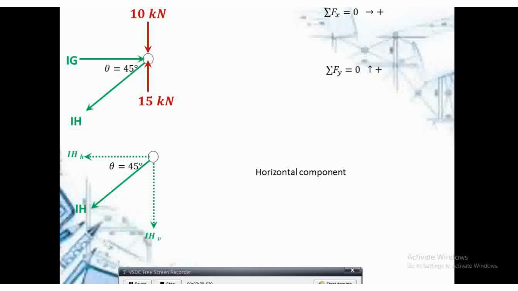How do we solve for the horizontal component of IH? IHH, or the horizontal component, is equal to IH multiplied by cosine 45 degrees. And for the vertical component, IHV is equal to IH sine 45 degrees. See, there's a pattern here. When we say horizontal component, that is equal to the force multiplied by the cosine of the angle. But you have to take note here, that angle should be with the horizon.